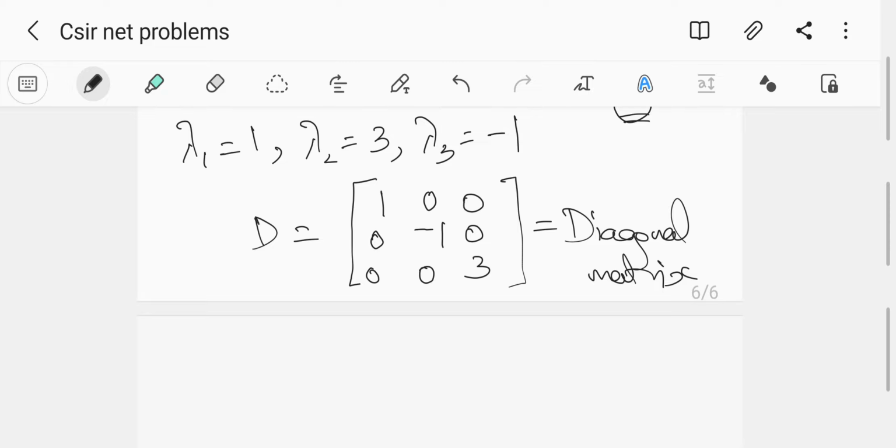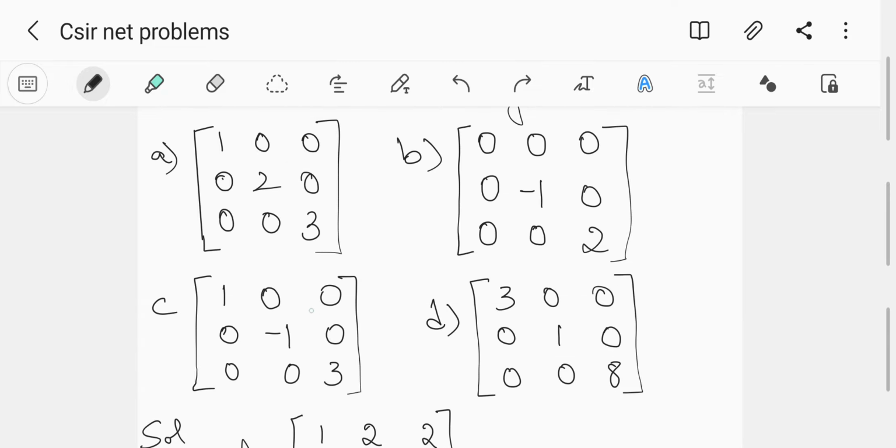So therefore, in our options, if we see 1, -1 and 3 as the eigenvalues which are on the diagonal, option C is the correct answer. Okay, so therefore just find the eigenvalues and solve this problem.